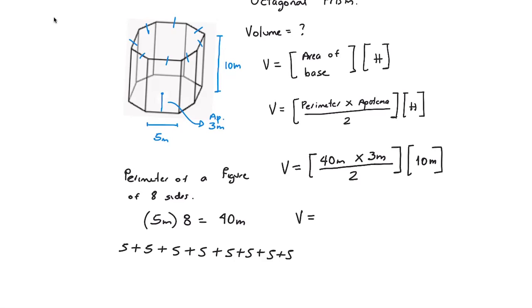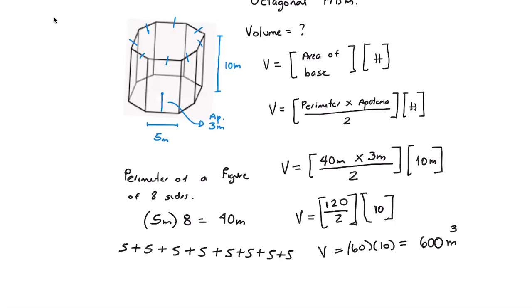So volume then is going to be given by 120 divided by 2 times 10. The volume then, 120 divided by 2 is 60, times 10, and that is going to be 600 meters cubed. Always the units for volume are cubic units.